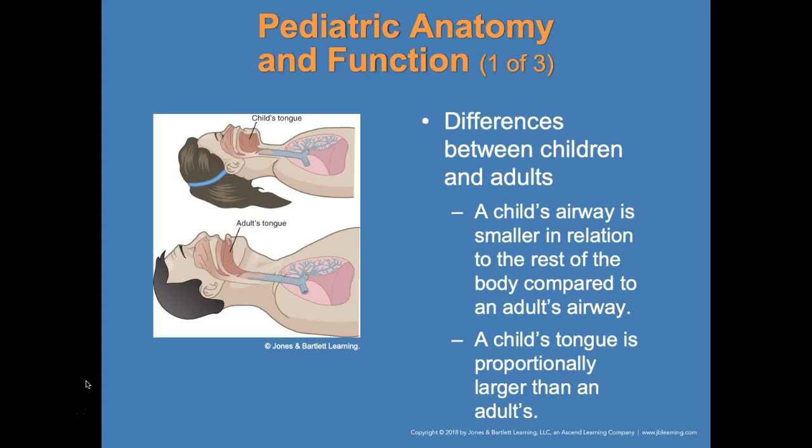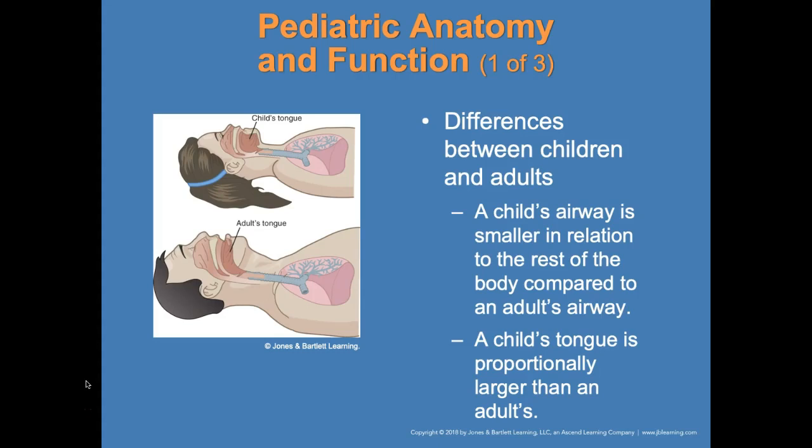A child's airway is much smaller in relation to the rest of the body compared to an adult's airway, and the child's tongue is proportionally larger than an adult's. So with that smaller airway, secretions or swelling from illness or trauma can more easily block the patient's airway. And because that tongue is larger, the child's tongue can more easily block the airway as well if that child becomes unresponsive.